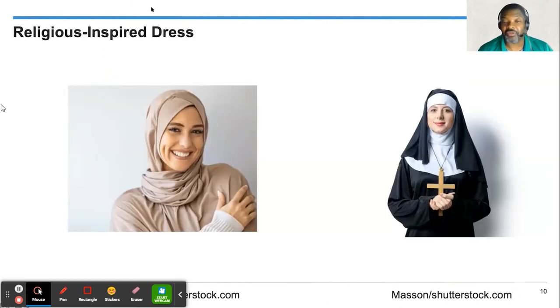Here we have women in religious dress. Now, for a lot of people, to see women with their head covered is a sign of submission. To understand that and accept that these women are just simply practicing their faith and make them feel welcome in society is a sign of cultural relativism.